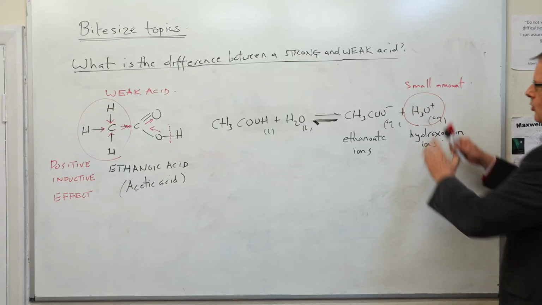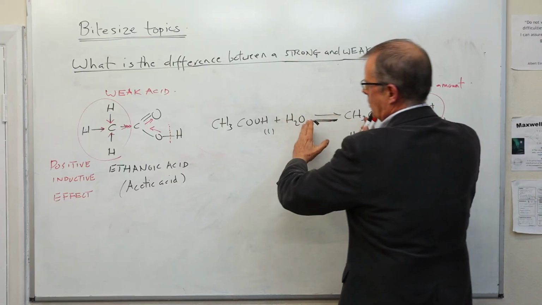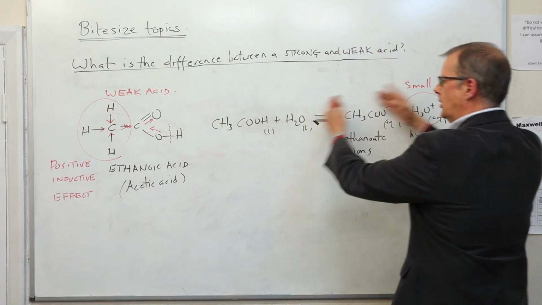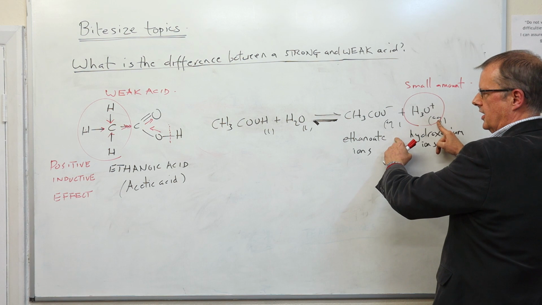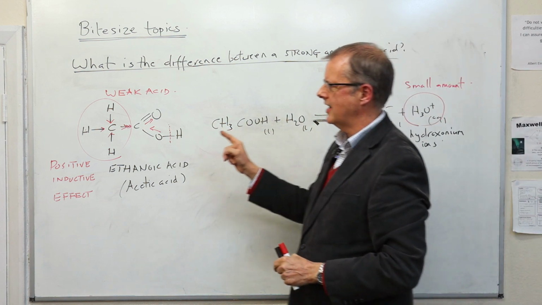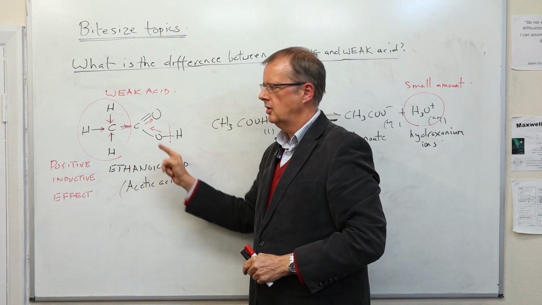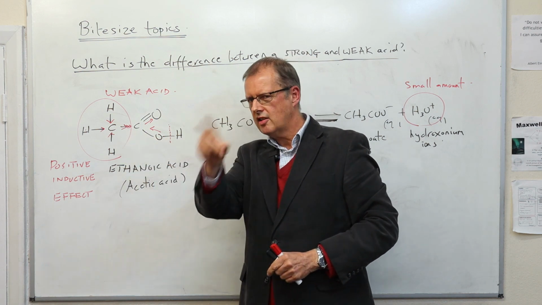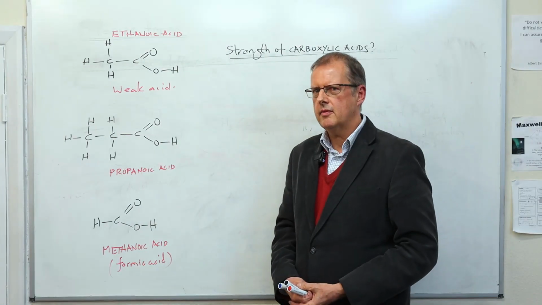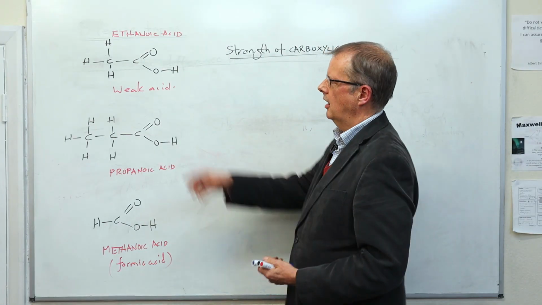Okay, so there's my weak acid, and the position of equilibrium lies predominantly on the reactant side, with only a little bit of dissociation into ions over here. I want to develop that now and look at another molecule which is similar to this and decide which one is stronger or weaker. Let's develop the discussion a little further.